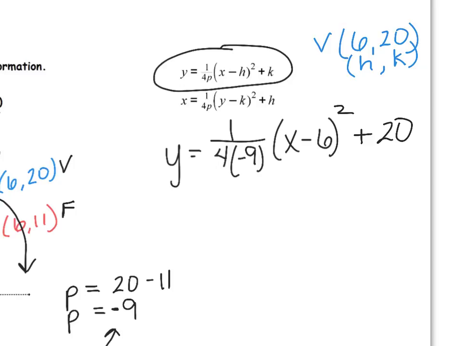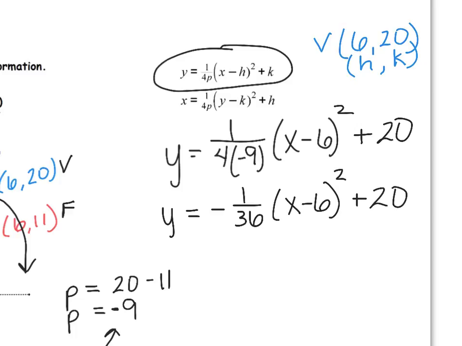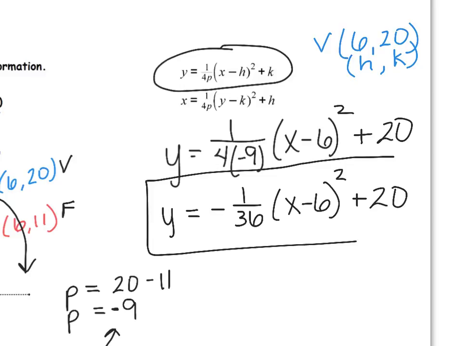Let's simplify and we'll have our equation. y equals negative 1 over 36, parentheses x minus 6, quantity squared, plus 20. And there is our equation.